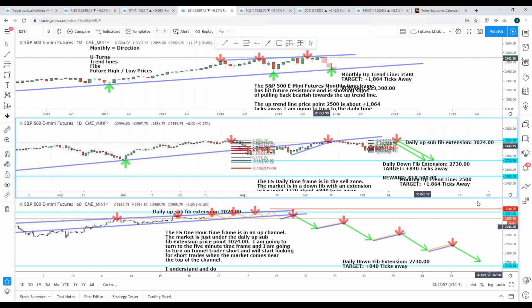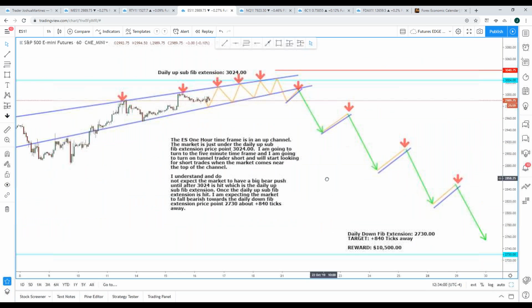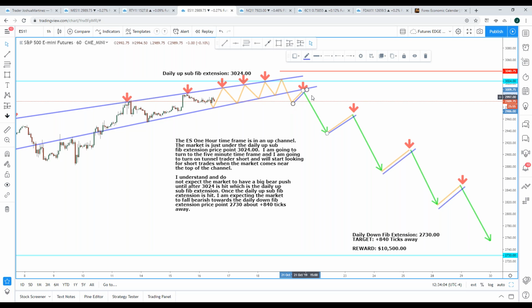We go to the 1 hour time frame. What we're patiently waiting for is a high price in the sell zone. We're looking to sell counter trend line, breaks bearish, stops above the previous high. We want to sell counter trend line, breaks bearish in the sell zone after the market touches 3024, eliminating the risk of the bullish push.